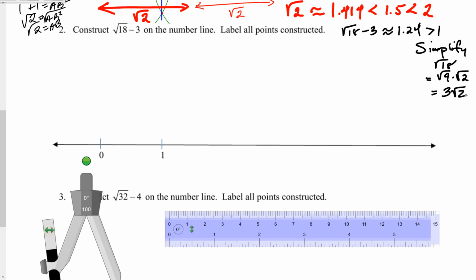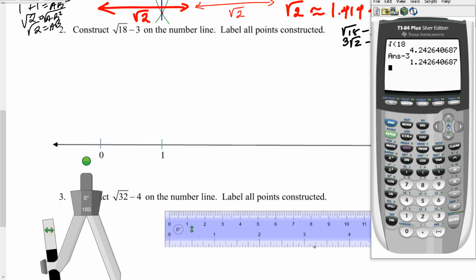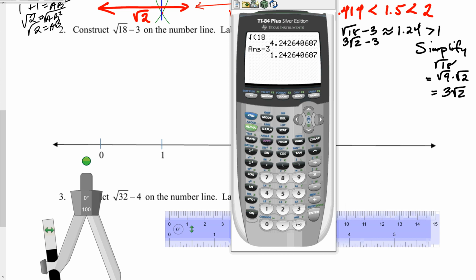Another way to think about this is 3 root 2 minus 3, and that will give you the same thing. If you don't believe me, let's check it out. I evaluated root 18 minus 3 and got 1.24. Now let's evaluate 3 times the square root of 2. Make sure you close off the parentheses before you subtract, otherwise you're not going to get the right answer. And notice we get the same value.